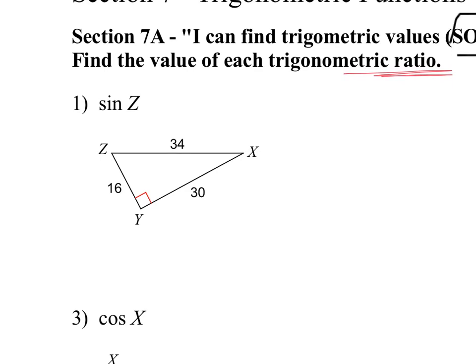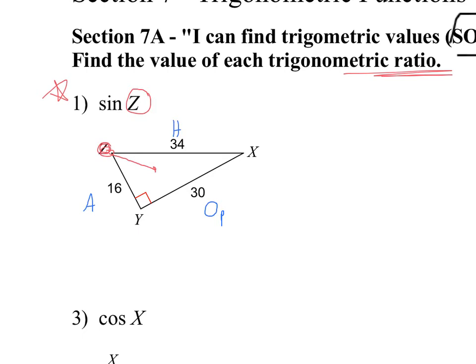So in number 1, they want to look from angle Z, which is right here. So right away we want to say what side is hypotenuse, opposite, and adjacent. Again, 34 is the longest side, so that is the hypotenuse. If you're looking from Z, then 30 is the opposite side, and the 16 would be the side adjacent.